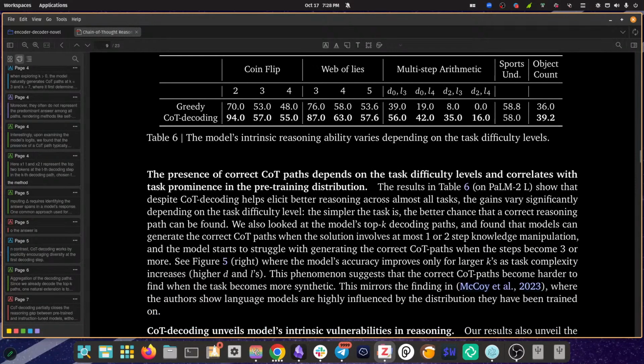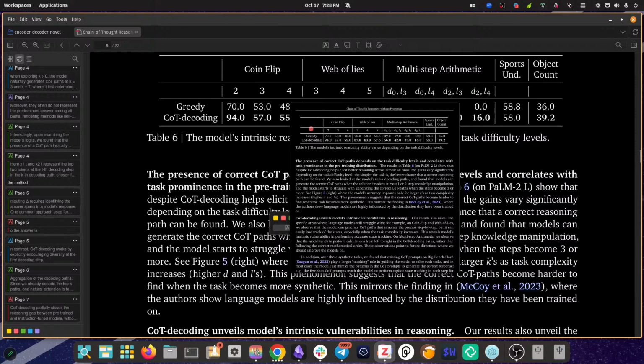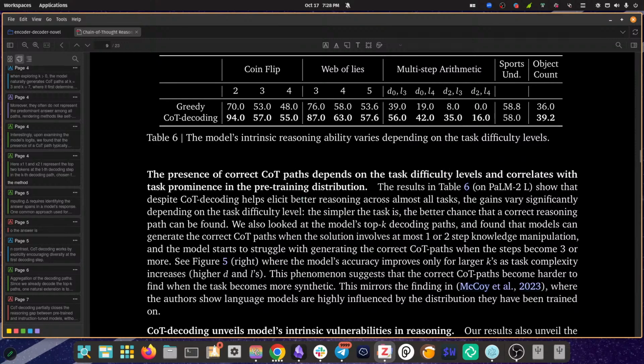Let's see. So it varies depending on the test difficulty levels, and then we still see some amount of performance change here. And the presence of the path depends on the task difficulty and correlates with task prominence in the pre-training distribution. The results in Table 6 on Palm 2 show that despite COT decoding helping elicit better reasoning across almost all tasks, the gains vary significantly depending on the task and difficulty level. The simpler it is, the better chance that a correct reasoning path can be found.